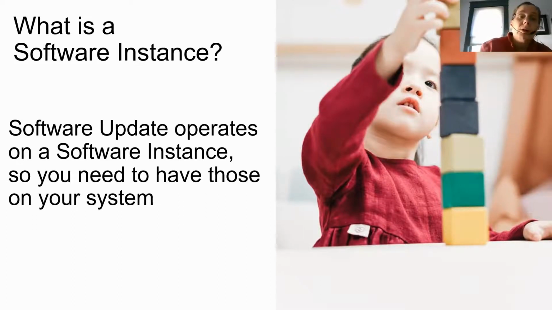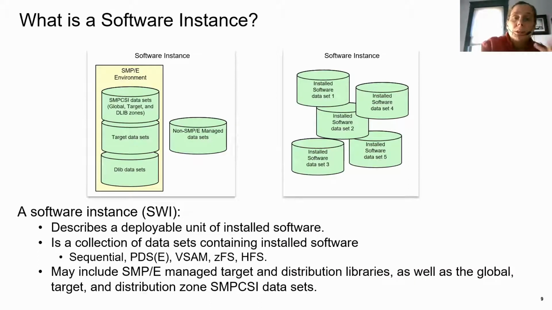So I have to operate on that software instance. This slide should look familiar, so I'll go through it very quickly. A software instance is composed of either SMP installed or non-SMP installed products, and it can be a combination of both. On the left, I have some SMP installed target DLIBs, and I'm including the CSIs, of course. And then I have some non-SMP managed data sets.